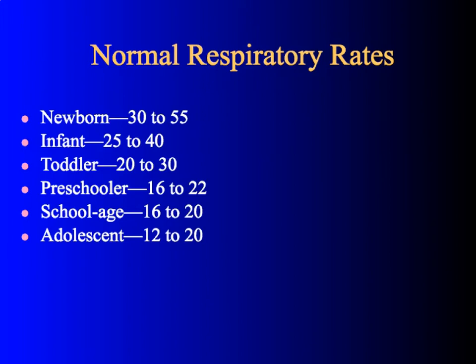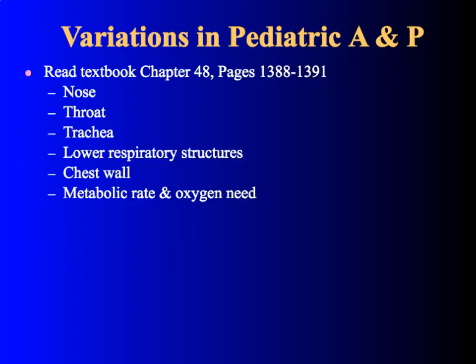I have listed here the normal respiratory rates for the newborn, infant, toddler, preschooler, school age, and adolescent. As you can see, the newborn respiratory rate normally is between 30 to 55 breaths per minute. As the child grows, the normal respiratory rates decline, so that by adolescence it's 12 to 20, which is pretty much the same as an adult. The key point for you to know is a child who has a respiratory rate of 60 or greater is at very great risk for respiratory problems.